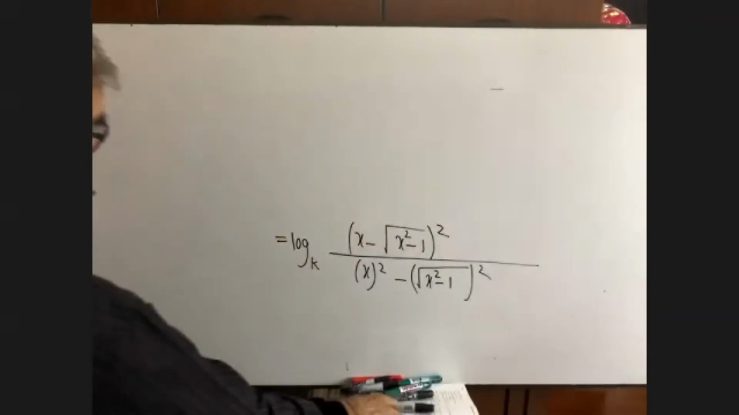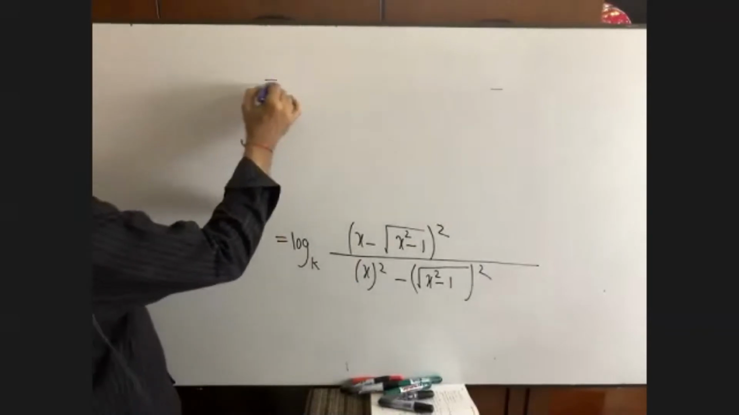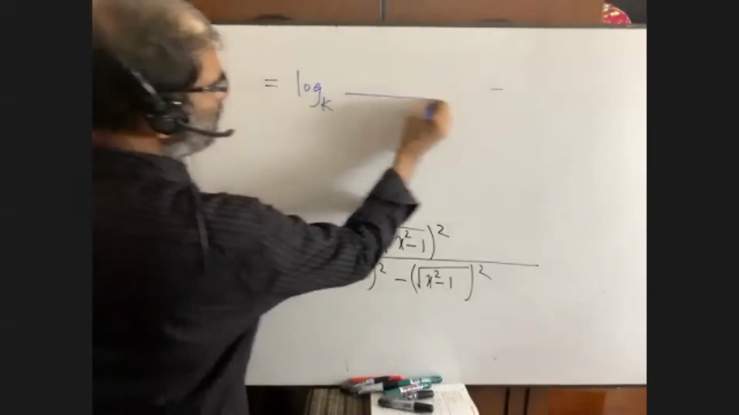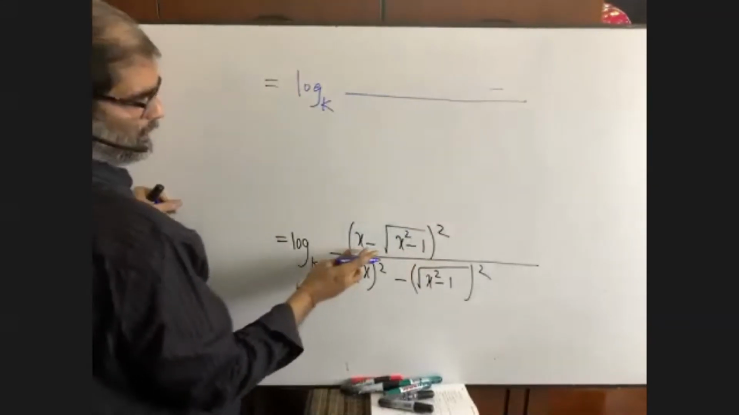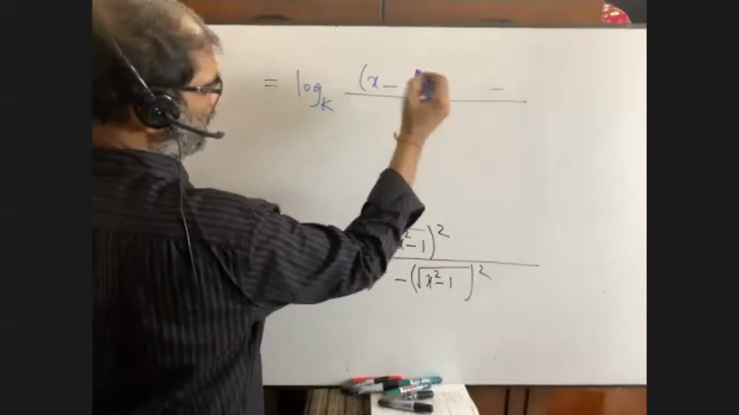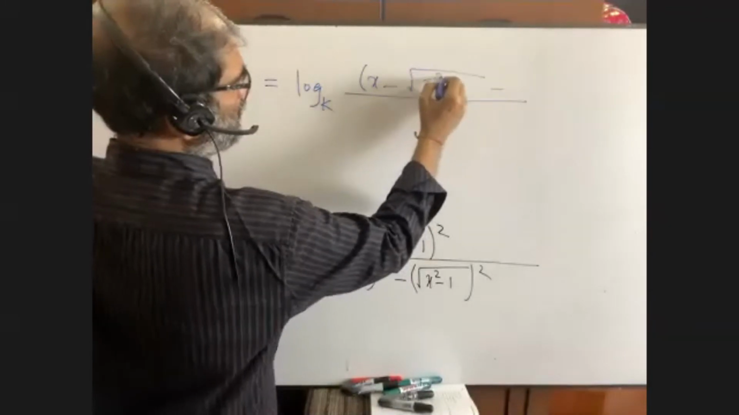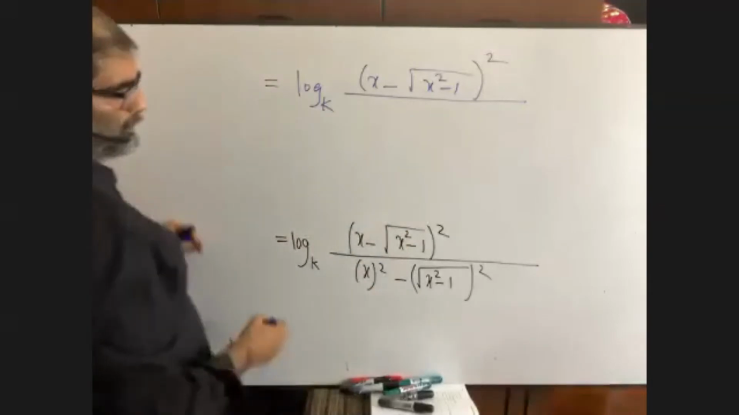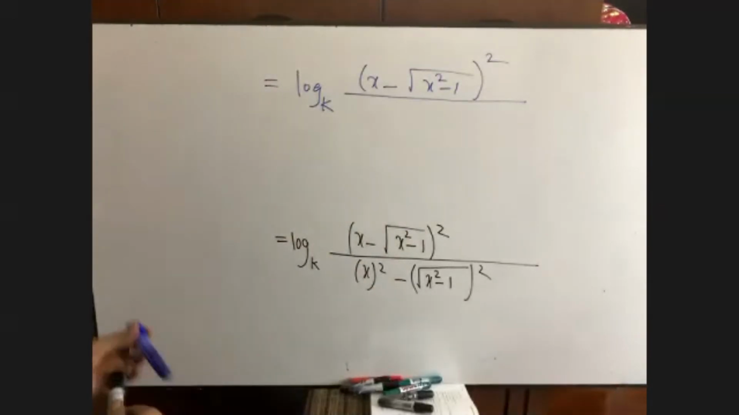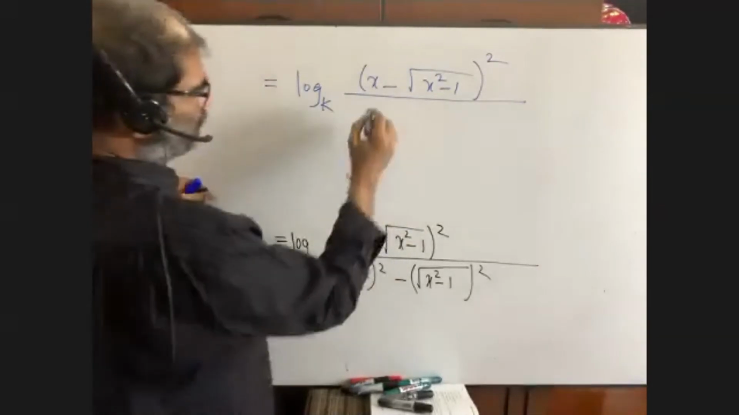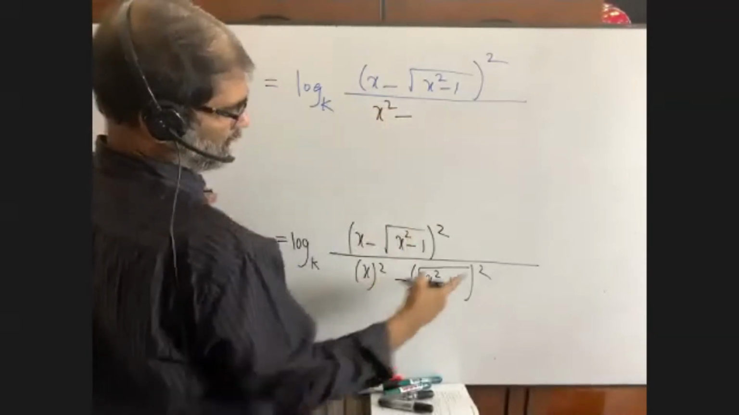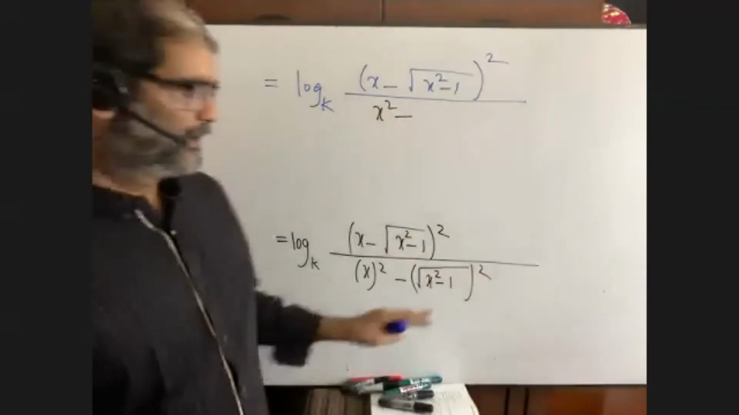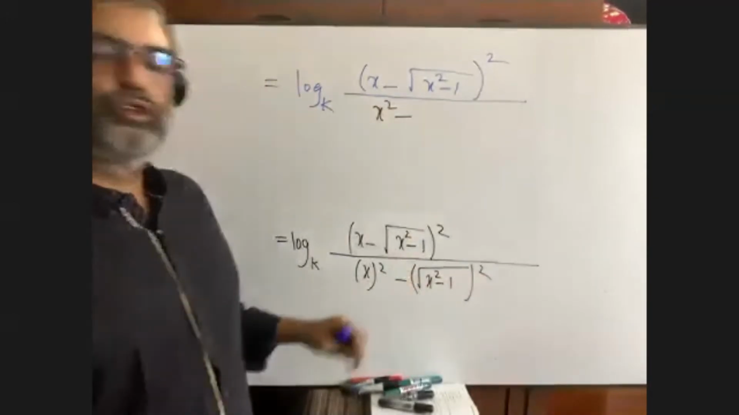And it is equal to, write down log k as it is. x minus root over x square minus 1, whole square. And what we get in the denominator? It is x square, minus these 2, and a square root will be omitted, right? I repeat, this 2 and this square root will be omitted.